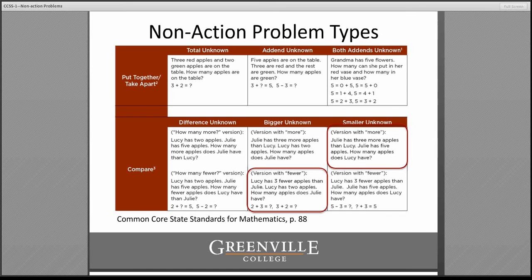The top category, put together, take apart, is also called part whole, which I find a little less of a mouthful than put together, take apart. We'll be looking at that next.